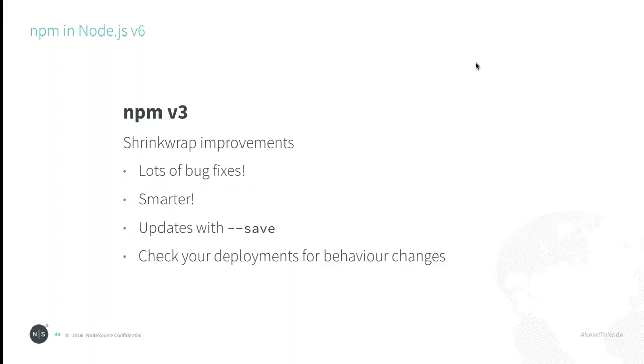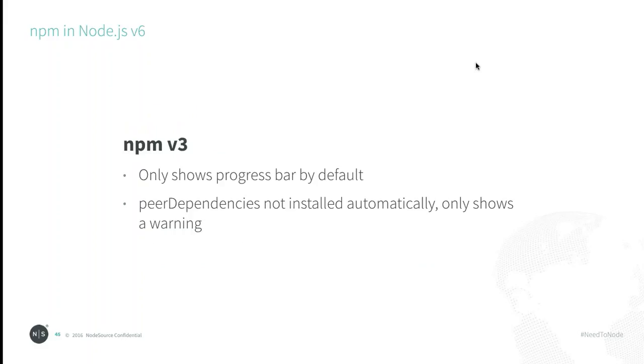There's also NPM shrinkwrap improvements, which is actually a big deal for anyone that's using shrinkwrap in production. This is something you need to be aware of. There's lots of bug fixes. It's smarter. It now updates with --save and the variants of save. When you do an npm install --save, it'll update your shrinkwrap as well. But overall, what this means is the behavior of shrinkwrap has changed somewhat since version 2. If you're using shrinkwrap, you really need to test your deployments to make sure that they are consistent with the behavior changes.